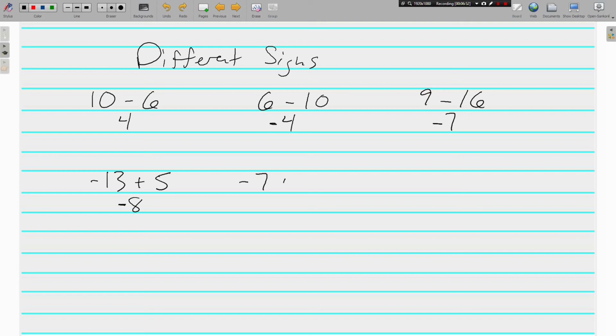Negative 7 plus 18. 18 minus 7 is 11. Which number is stronger, the negative or the positive? This time the positive is, so we have positive 11. Negative 9 plus 9. The signs are different, so we're going to subtract. 9 minus 9 is 0. Now which one's stronger, the negative or the positive? Neither one. They have the same amount, so we just stay at 0.